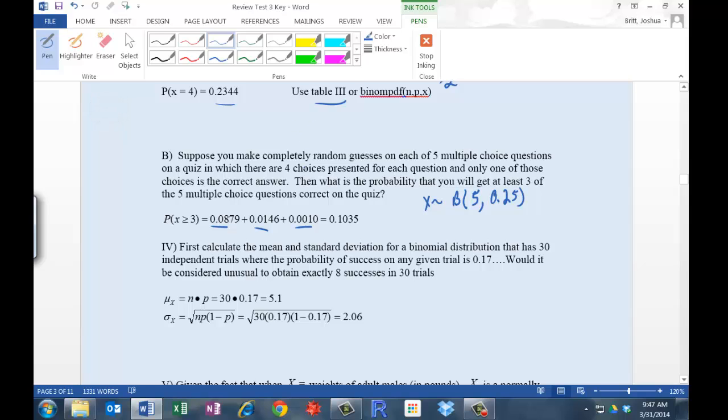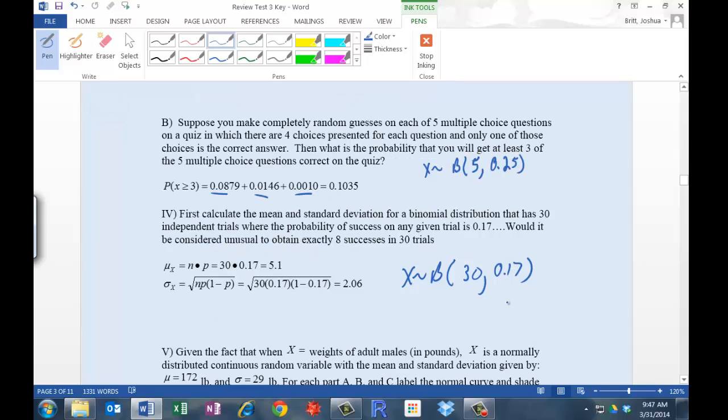Now to calculate the mean is just n times p. So here we have a binomial distribution that has 30 independent trials, where the probability of success on a given trial is 0.17. So here we have x follows binomial with 30. Okay, so n p is 30 times 0.17, 5.1, and then for the standard deviation, np(1 minus p), substitute in, standard deviation is 2.06.